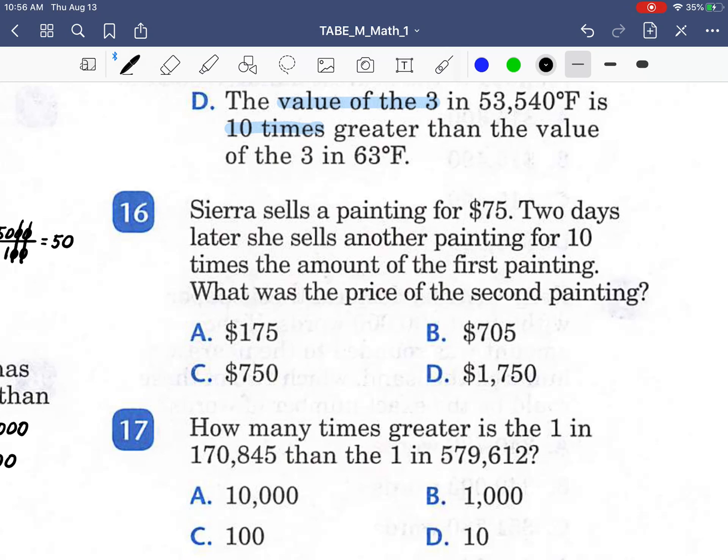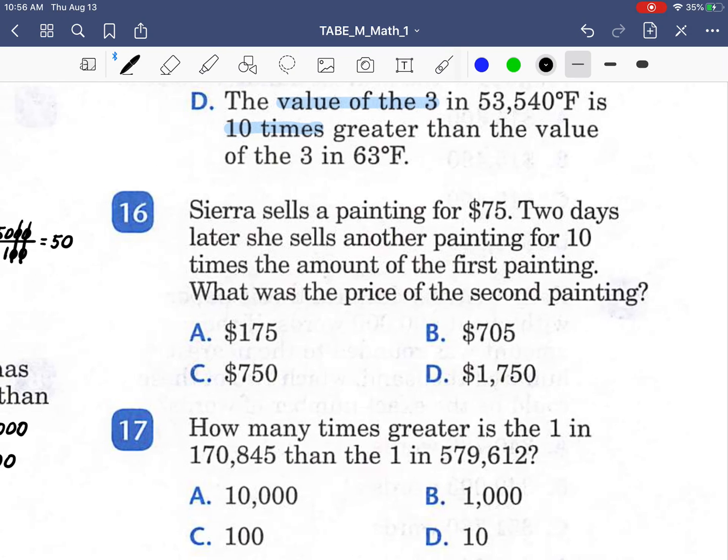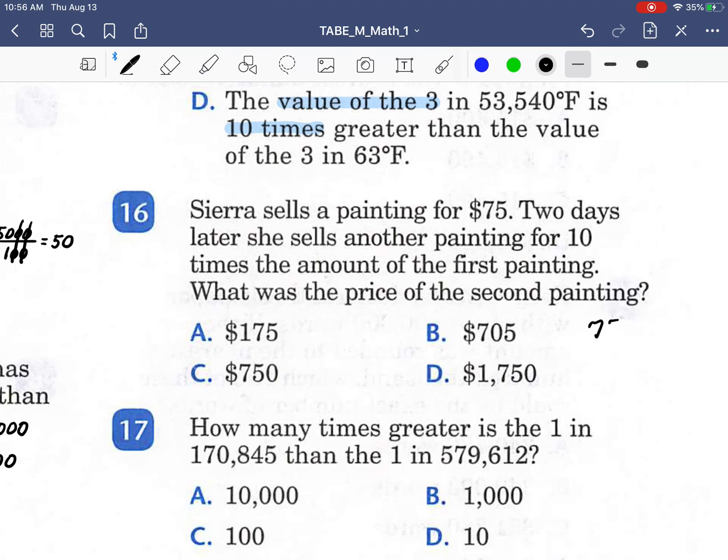Sierra sells a painting for $75. 2 days later, she sells another painting for 10 times the amount of the first painting. What was the price of the second painting? Well, the first painting was $75. And you have to ask yourself, am I building up or breaking down? Was the second painting more or less than the first? And it was more. So you are building up by 10. So you have 1 0, and then 1 times 75 is 750. The answer to number 16 is C. That one really doesn't deal with place value as much as the building up concept.